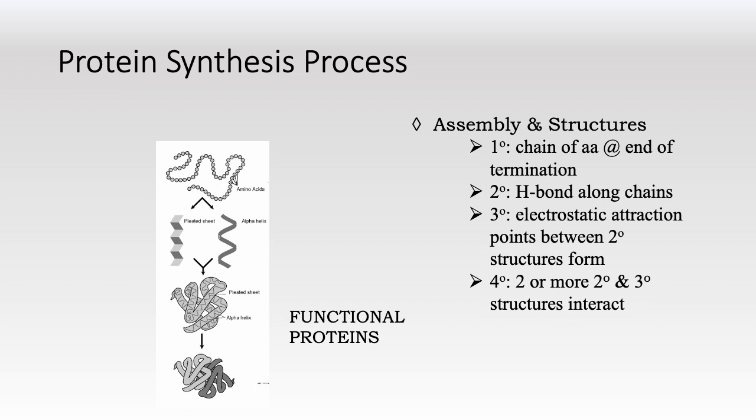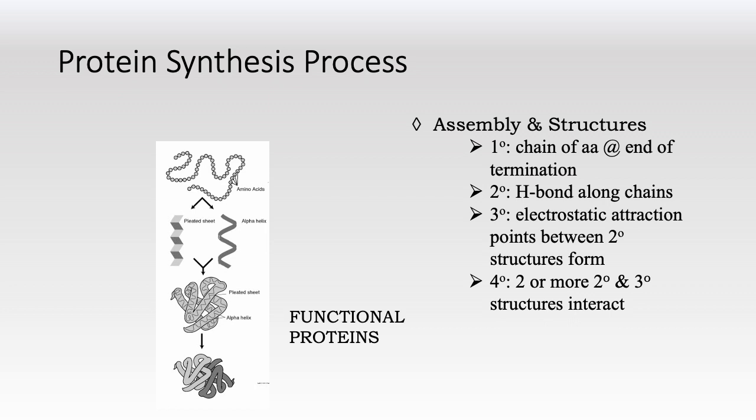Those pleated sheets and those alpha helixes start to interact with each other through electrostatic attractions and hydrogen bonding attractions that take place in between the various structures that we have there, leading into our ribbon structures. And then those ribbon structures will then start interacting with each other, forming our third degree, our tertiary, and our fourth degree, our quaternary structures.